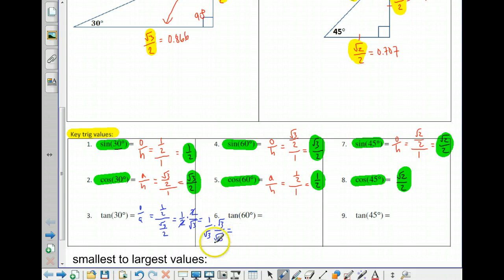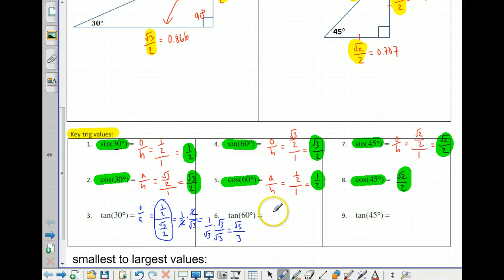Okay, so the denominator becomes 3. That's the whole purpose of multiplying by square root of 3. And the numerator stays, so it's square root of 3 over 3. Any questions on that?